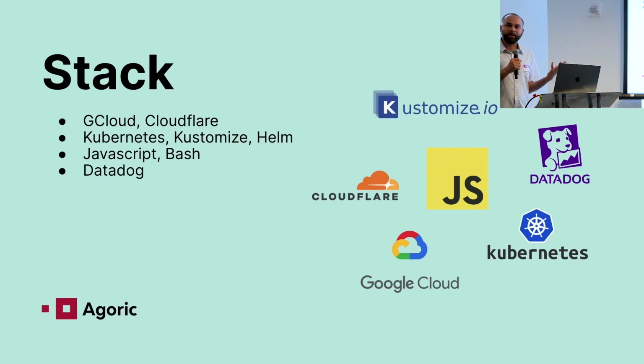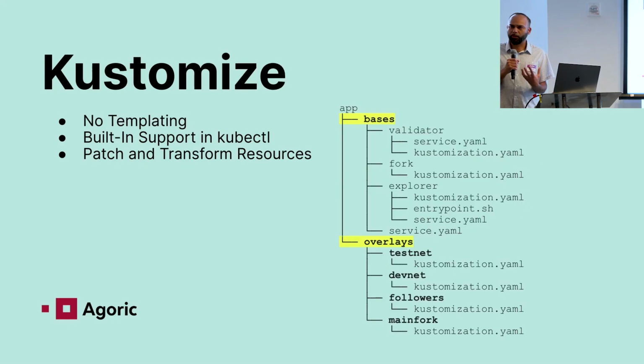We use Kustomize on top of it. Kustomize is a framework that enables us to manage and configure different deployments of different networks. I will go further into Kustomize a little later. We use JavaScript, Bash, and Datadog integration. So let's talk about Kustomize.